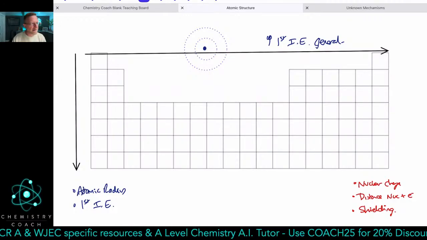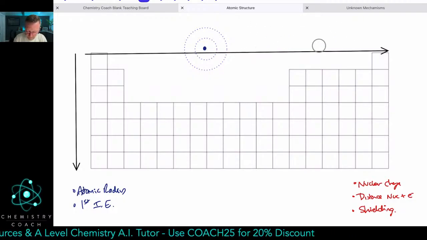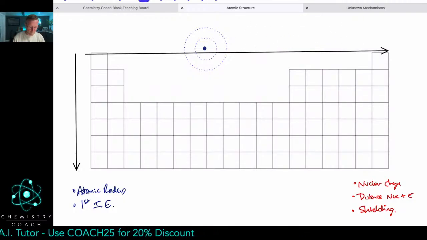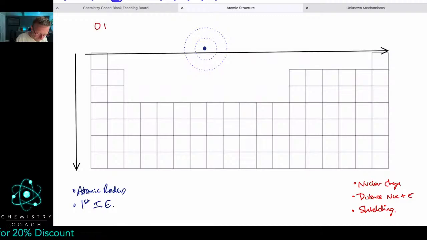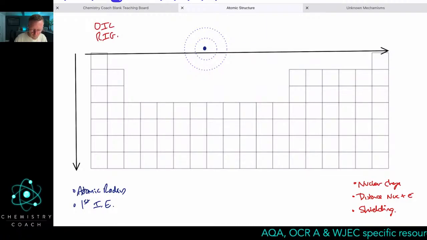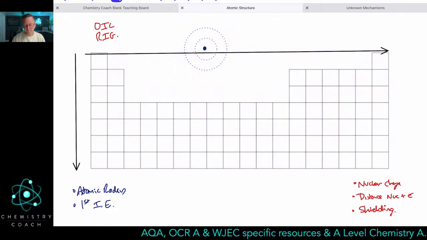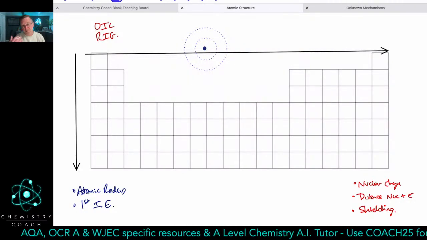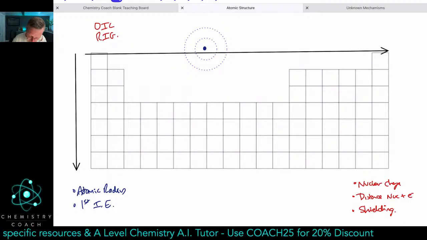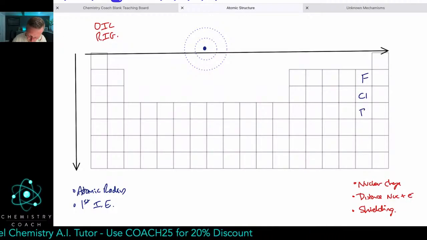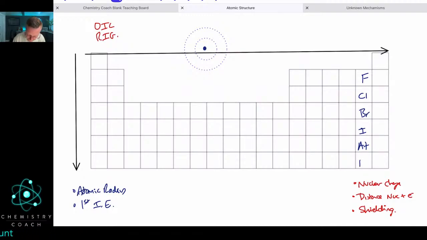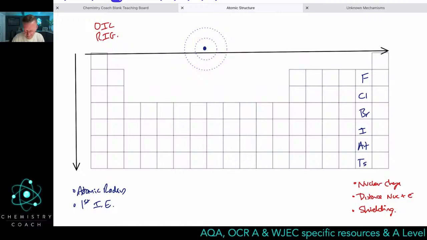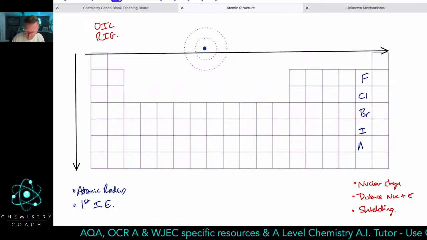Onwards and upwards. What's next, ladies and gentlemen? Let's talk about oxidizing power. Let's not forget OIL RIG: oxidation is loss of electrons, reduction is gain. Now, where this really comes to the fore in A-level chemistry, as far as the periodic table is concerned, is group 7. So, of course, we've got fluorine, chlorine, bromine, iodine, and astatine. And obviously we've got tennessine at the bottom there, but we never talk about astatine or tennessine. But let's just focus on these ones here.